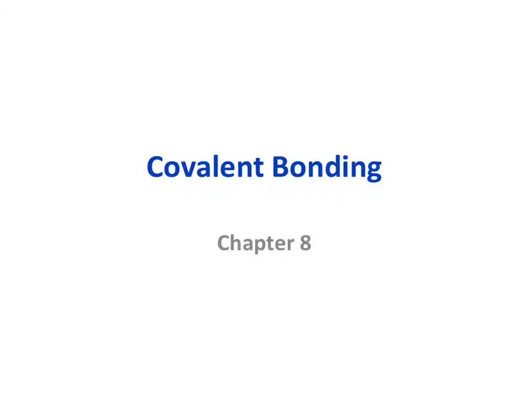Alright guys, we are moving into Chapter 8. We're going to be looking at covalent bonding, which is a bond between two or more nonmetals. So, the last chapter that we looked at was ionic bonding, and that was a metal and a nonmetal. So, these are going to be a little bit different.